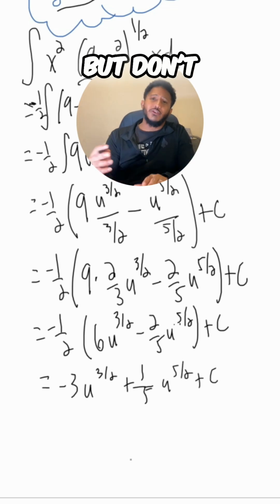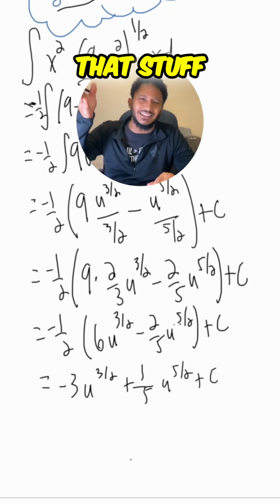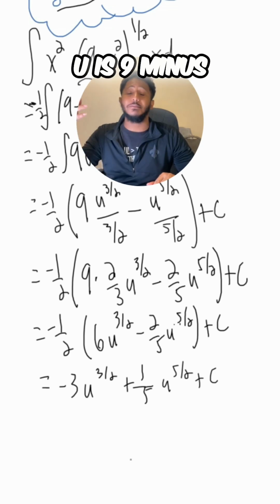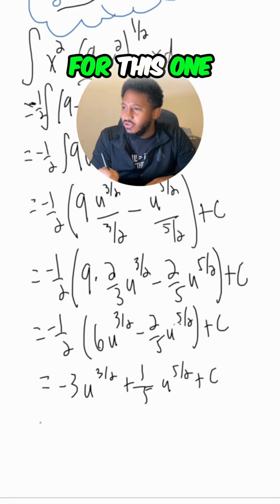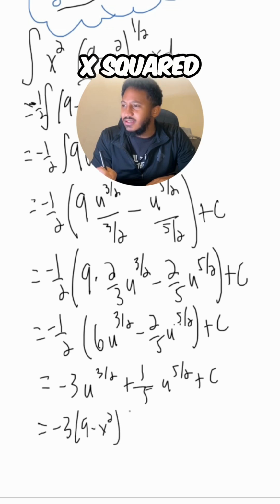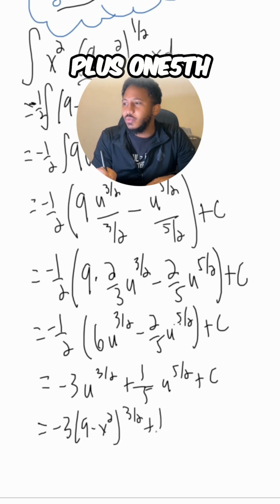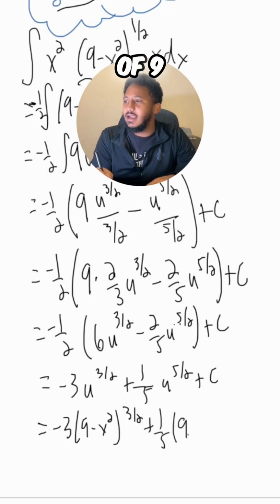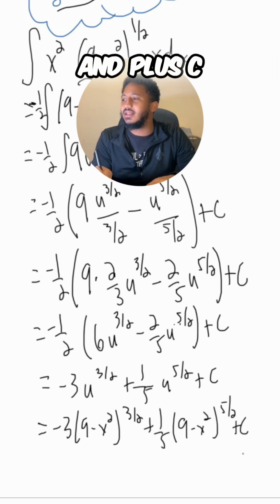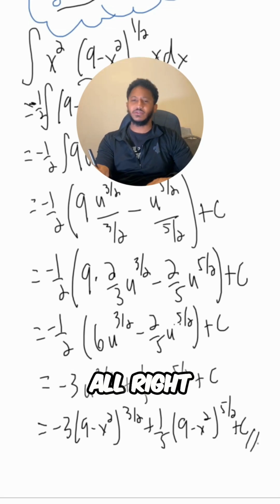All right. But don't forget, we didn't start off with u stuff, right? We made that stuff up, right? We started off with x stuff. So remember, u is 9 minus x squared for this one, right? So this is negative 3 times 9 minus x squared to the 3 halves plus 1/5 of 9 minus x squared to the 5 halves and plus c, okay? And there's our integral, all right?